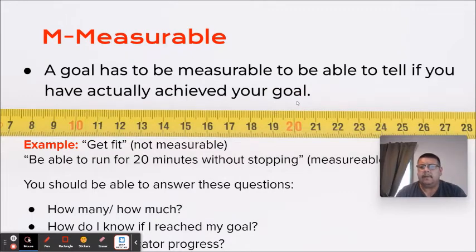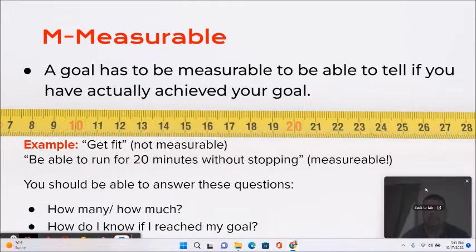The letter M stands for measurable. Now, a goal has to be measurable to be able to tell you if you have actually achieved your goal. For example, be able to run for 20 minutes without stopping. That's measurable. But if you just say get fit, if your goal is to get fit, that's not really measurable. It's not really specific at all.